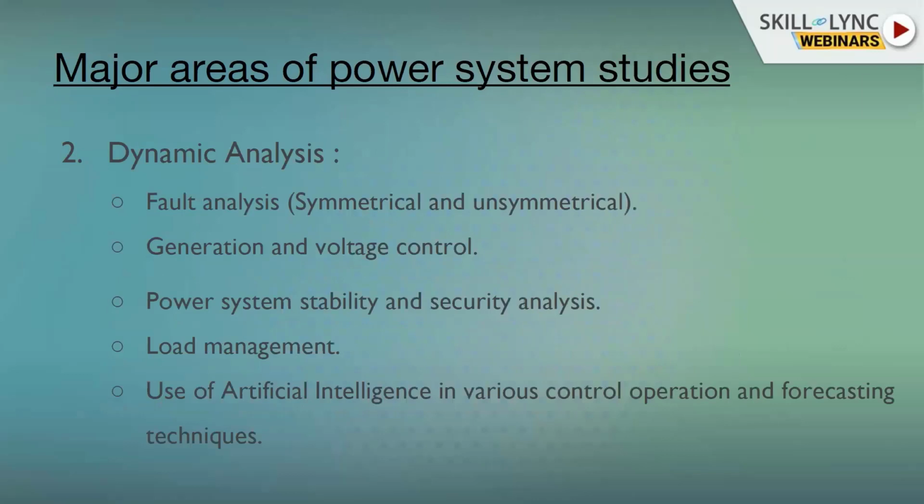On the other hand, the dynamic analysis is the study of continuous small disturbances, which comes under the dynamic or transient studies. The small changes occur due to random fluctuations in loads and congestion level. It includes fault analysis, whether symmetrical or unsymmetrical, generation and voltage control, and power system stability and security analysis. Load management, the various types of control operations, or the forecasting techniques using artificial intelligence also come under the dynamic analysis of the power system network.